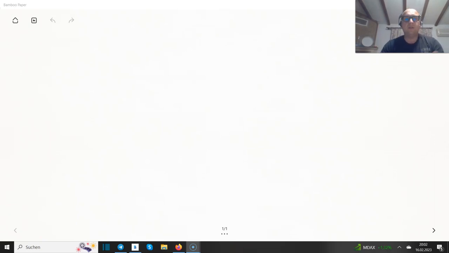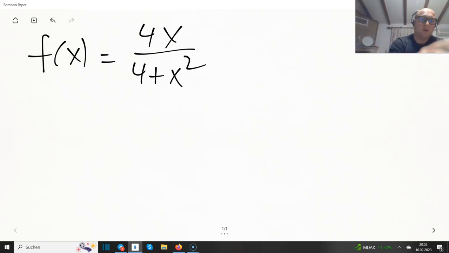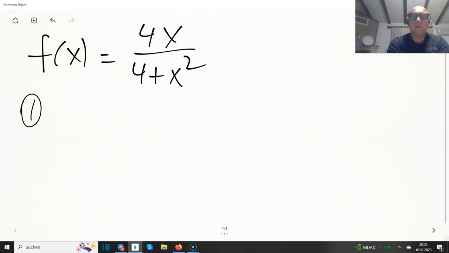Today, one more function: f of x equals 4x divided over 4 plus x squared. As you can see, the denominator is never equal to 0, so we are never in trouble. x could be every possible real number. That's the domain stuff. Number 2, what do we have?